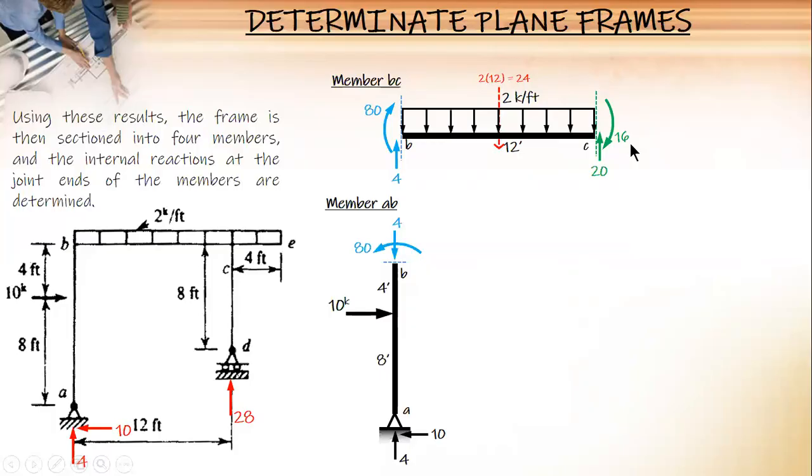Okay. This is what you will do if there's an overhang. The last member that you will analyze should be CD. So, i-analyze una ang member CE. And then the last member to analyze is member CD. So, CE, resultant 8. So, naa kay upward 8. And then, moment is 8 times 2, 16 clockwise. So, i-balance ito og counter na 16.